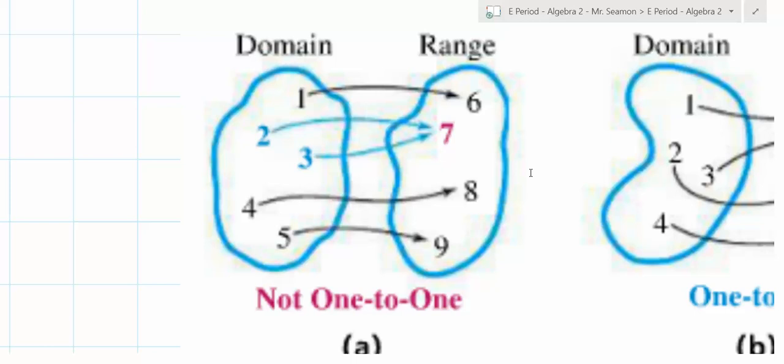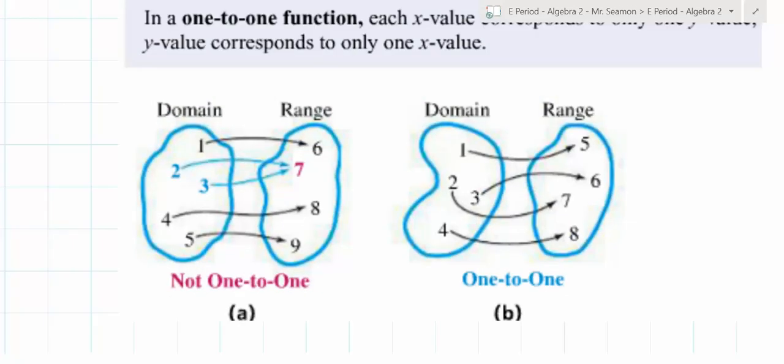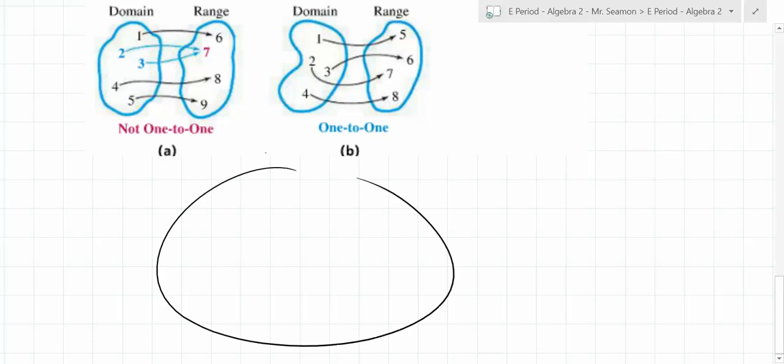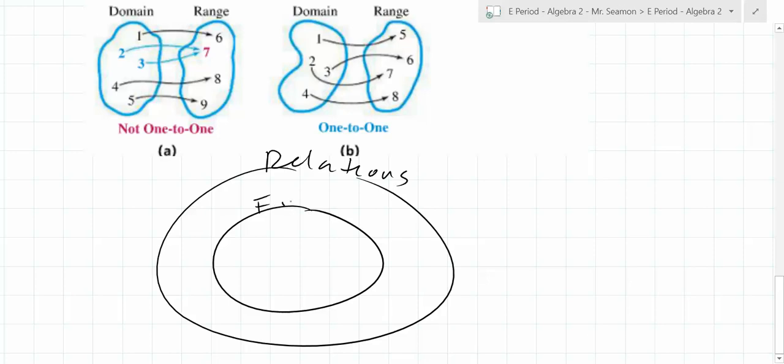But is this a one-to-one function? No, because two x values go to one y value. In one-to-one functions, you can only have one arrow going between any two numbers. Both of these are functions. Remember, the blob goes like this. You have relations, and then inside relations, you have functions. But then functions get divided into one-to-one and not one-to-one.